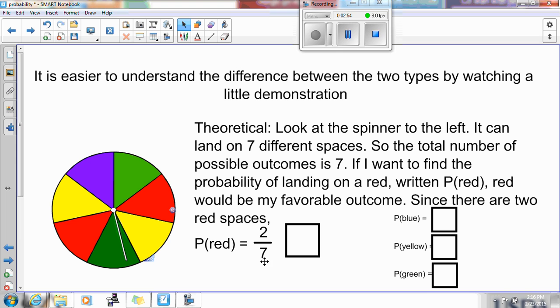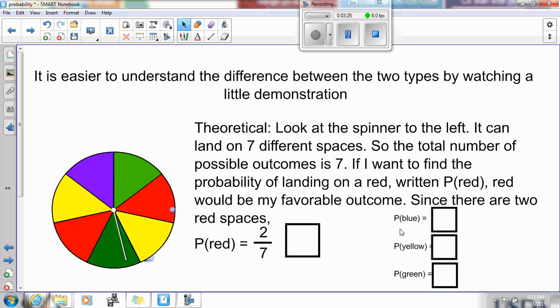Notice that this number is smaller than 1. A probability will never be more than 1. It can equal 1, but it will never be more than 1. Likewise, it will never be less than 0. You can't have a negative probability that something's going to happen, but you can have 0 probability. For instance, if I said, what's the probability that tomorrow it's going to be 110 degrees outside? Well, you would say there's 0 probability of that.